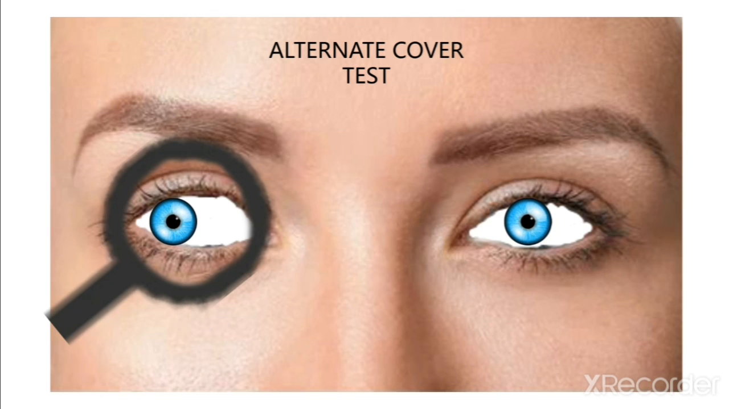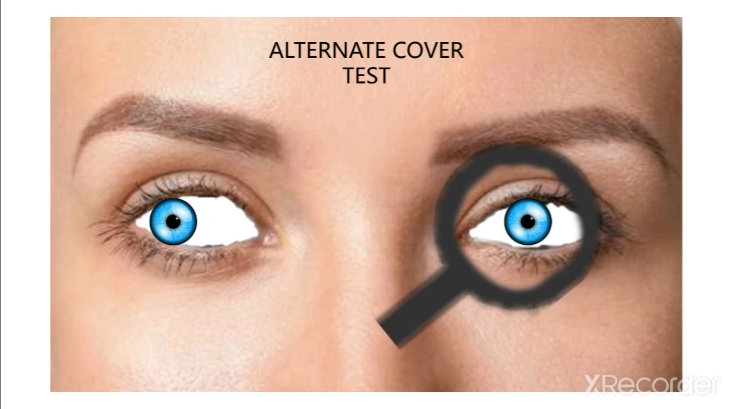After moving the occluder to the other eye, the eye which was under cover again takes fixation. By noticing this type of movement in both eyes, we can assess that strabismus or squint is present in both eyes. That is also known as alternate strabismus or alternate squint.